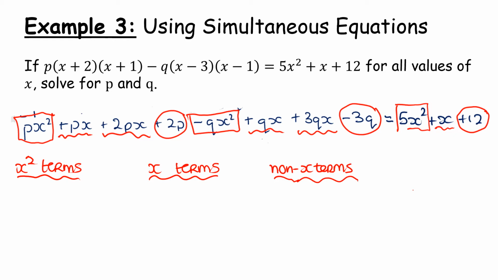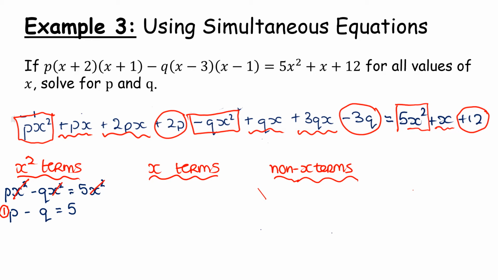Okay, so our x squared terms, we have px squared on the left hand side minus qx squared on the left hand side is equal to 5x squared on the right hand side. We're going to divide across by an x squared, and that gives us p minus q is equal to 5. Notice that we don't get a valid or a number answer for either p or q. Instead, we have a little linear equation with p and q. We're going to need this in a second, and I'm going to label this equation 1.